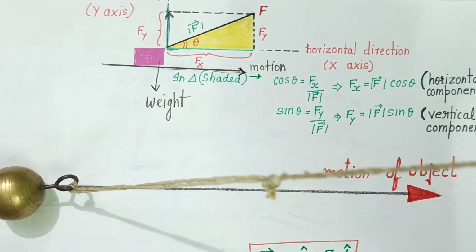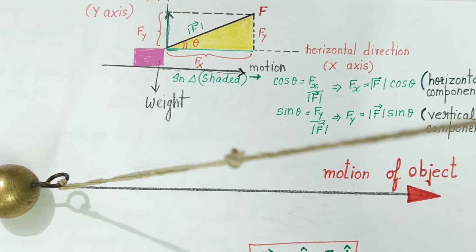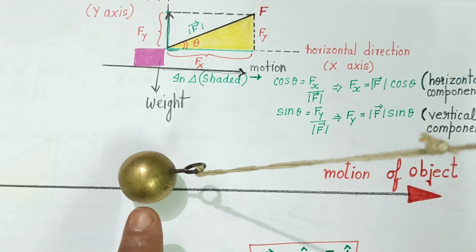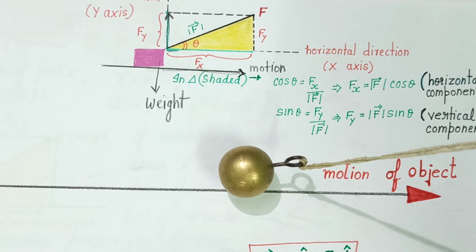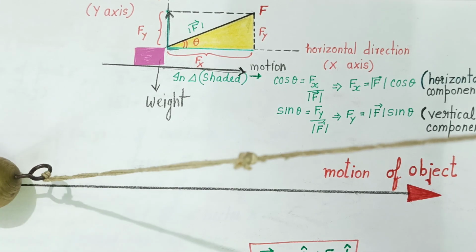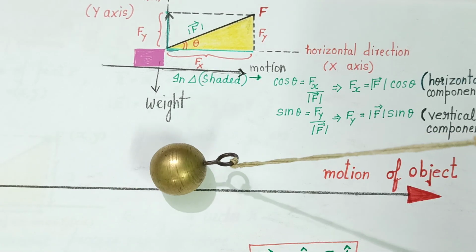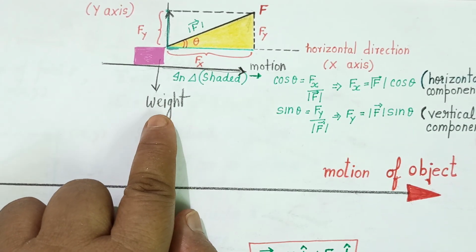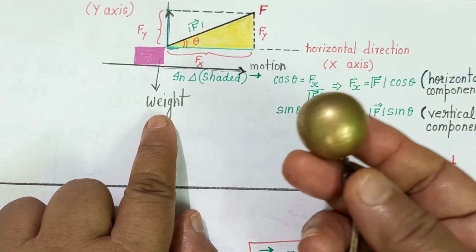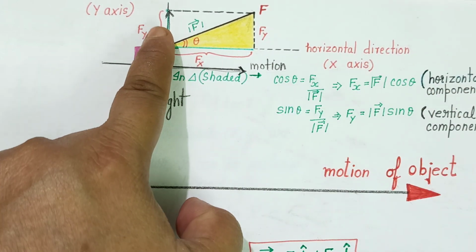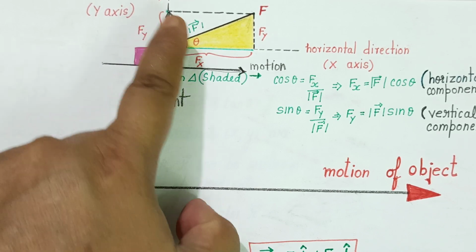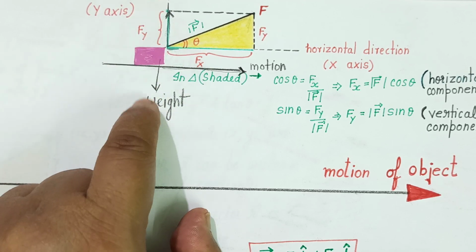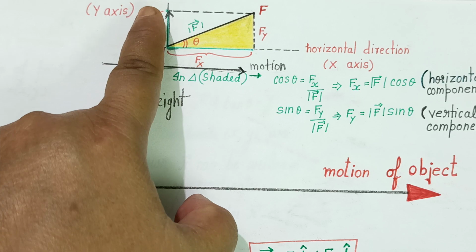But now if I try to increase the angle also, then also this object will not show deflection in vertical direction. Although this force is having its effect in vertical direction also, this weight of this object is quite heavy. So the effect of force in vertical direction is not sufficient enough to pull this object in vertical direction.